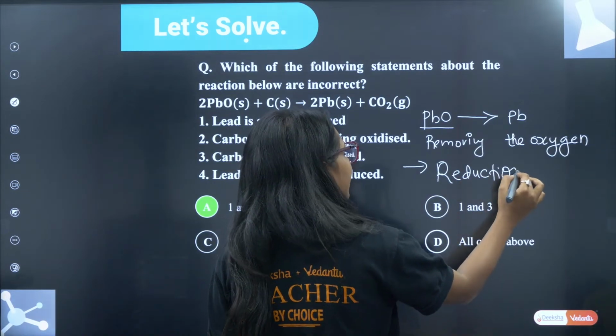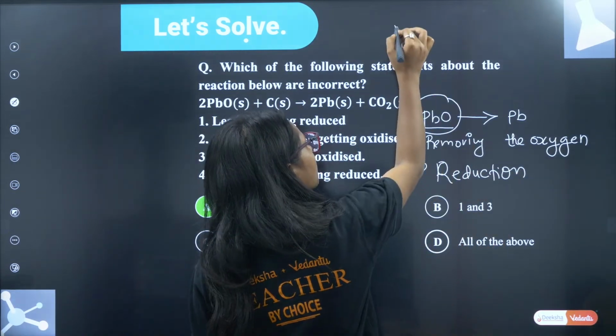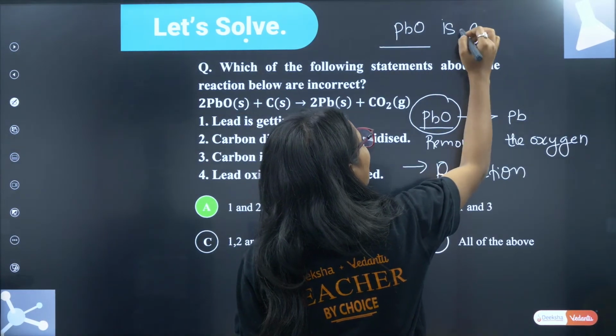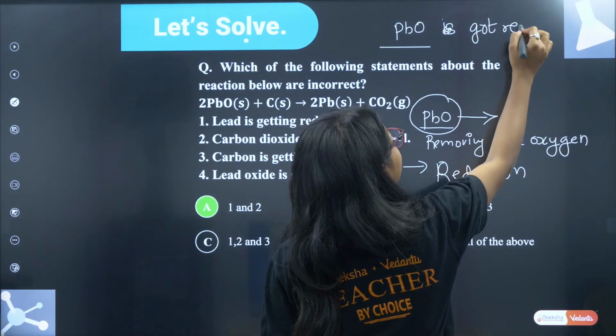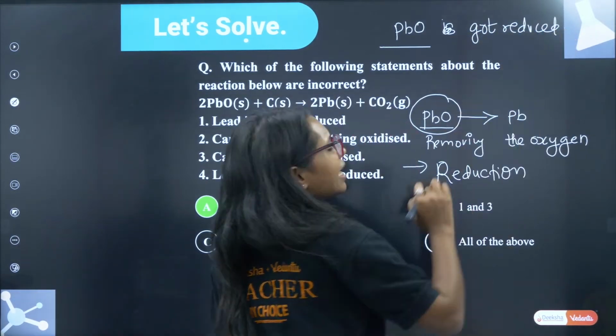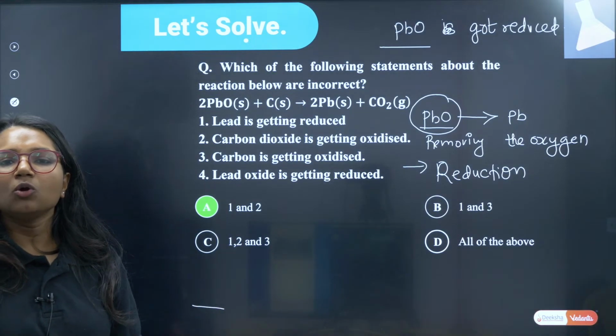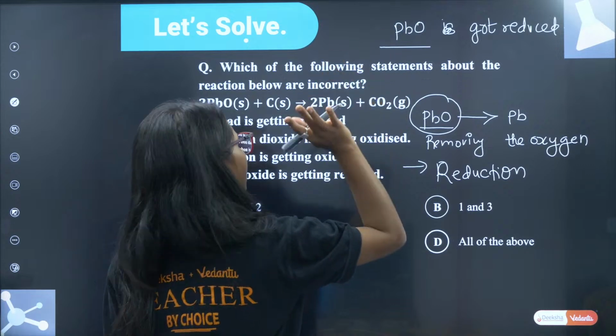So can I say that PbO2 got reduced? Can I say that lead oxide got reduced? Yes, very good. Reduction. Absolutely correct, so lead oxide got reduced.